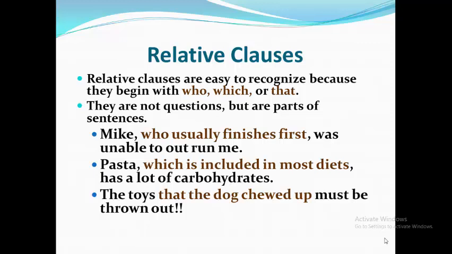Okay, relative clauses. Relative clauses are easy to recognize because they begin with who, which, or that. They are not questions, but are parts of sentences. Mike, who usually finishes first, was unable to outrun me. So, who usually finishes first is called a relative clause, and it describes Mike. Pasta, which is included in most diets, has a lot of carbohydrates. So, which is included in most diets is a relative clause and gives more details about pasta. The toys that the dog chewed up must be thrown out. So that the dog chewed up is called a relative clause and gives more details about the toys.